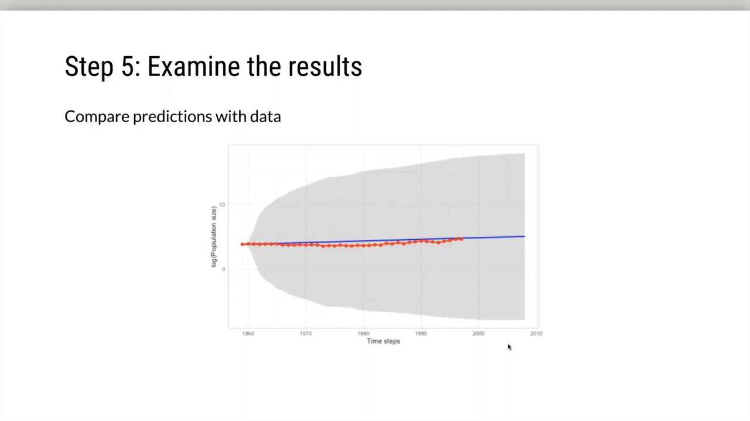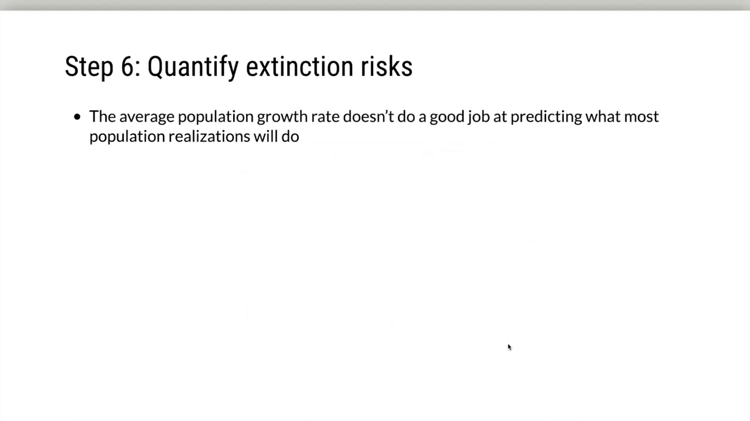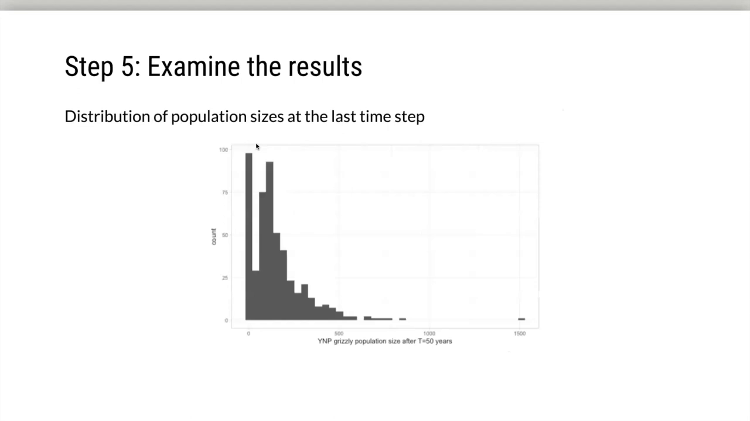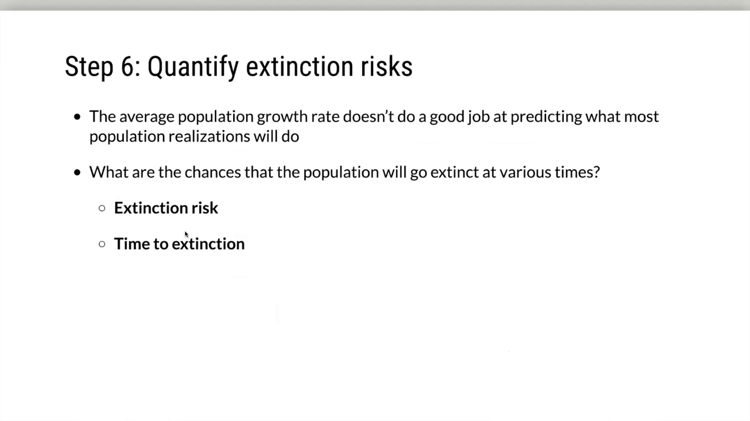So the average population growth rate doesn't do a good job at predicting what most population realizations would do, because the average trajectory was not going extinct, but we saw that a not negligible fraction of the 500 populations can actually go extinct. So it's very important to account for environmental stochasticity in this case for small populations. So we can try to quantify a bit more the risk of extinction and the time to extinction for those populations that went extinct.